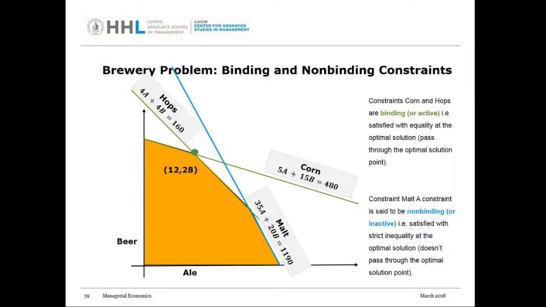Here maybe just one comment about what is called binding and non-binding constraints. When you take the optimal solution, here the green point, the constraints that are passing through the point, in our case the constraint hops and the constraint corn, the two are binding, meaning all the resources we had are used to the fullest extent. The blue one, mold, is not passing through the point. It means there will be some resources left. We don't use all of it, and this one is called inactive or non-binding.